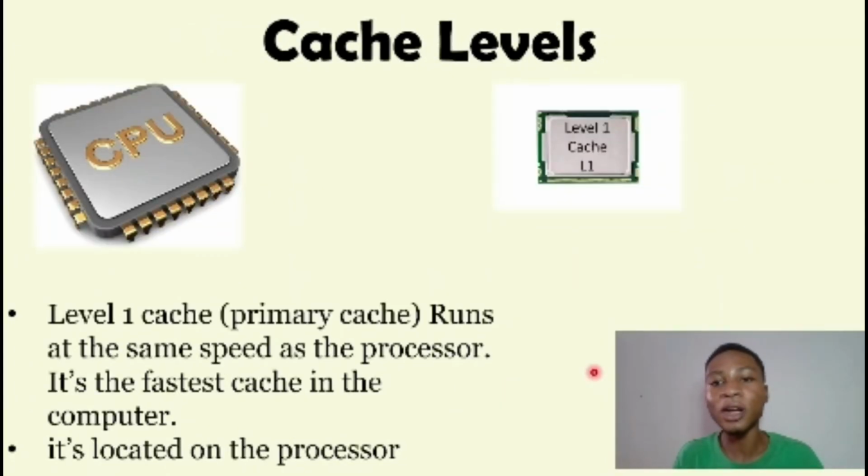Cache levels, or cache hierarchy, or the organization. Level 1 cache, or the primary cache. This runs at the same speed as the processor and is the fastest cache in the computer. It is located on the processor.